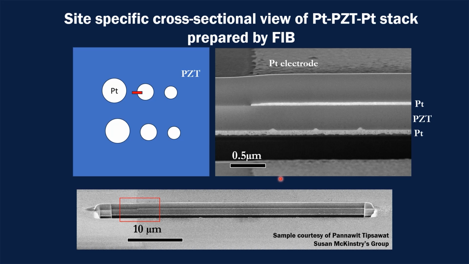Now let me show you a site-specific example. This sample is a patterned PZT sample with platinum dots on top from Professor Susan McKenty's group. The electrical measurement failed in this region, and the students would like to study what happened underneath the platinum electrode. I milled a one-side trench across the platinum boundary.